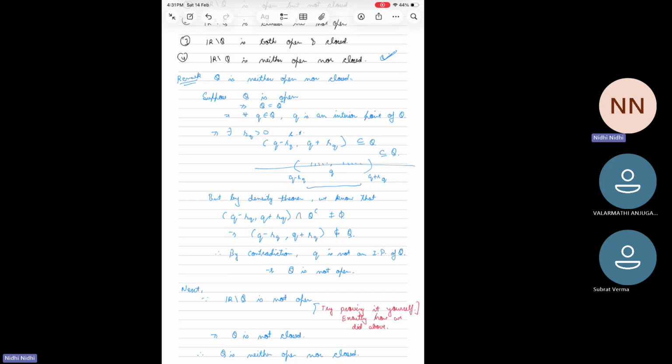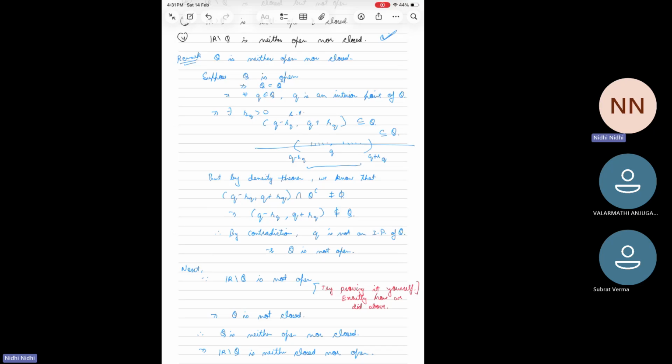If this is open, every point of rationals must be an interior point by the definition of open set. But what does the definition of interior point say? It says that there exists an interval, a neighborhood around that point, which is completely contained in the set. Now, by the density theorem, we can always find some irrationals in every interval. So there will be some irrationals in this interval, so this cannot lie completely in the set of rationals. Therefore, by contradiction, the set is not open.